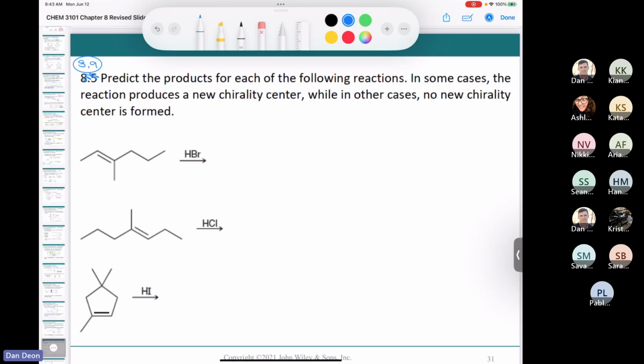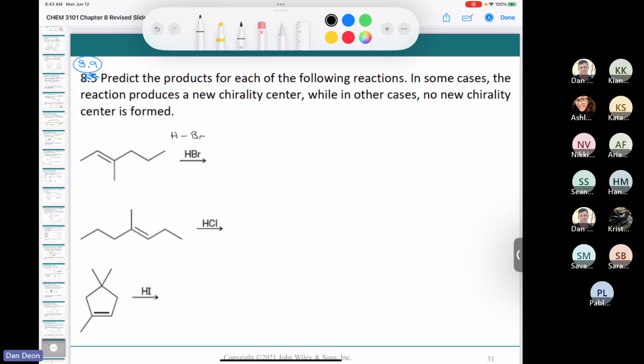Okay, so let's take a look here. It says predict the products of each of the reactions. In some cases, the reaction produces a new chiral center. In other cases, no new chiral center is formed. It doesn't ask us to draw a mechanism, but it's kind of fun to try. Let's practice a little bit here. So we're taking an alkene, we're treating it with HBr. What's going to be our major product? Or our only product, I guess. Is it going to be Markovnikov or anti-Markovnikov addition in this case?